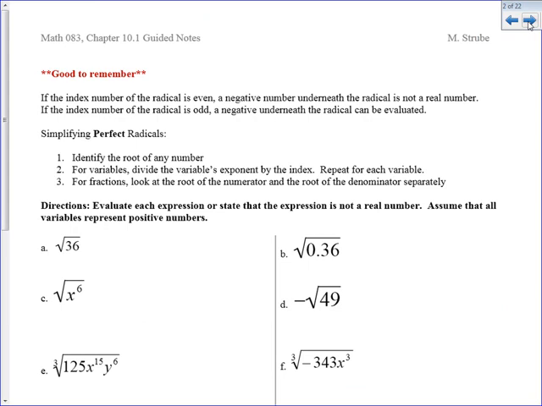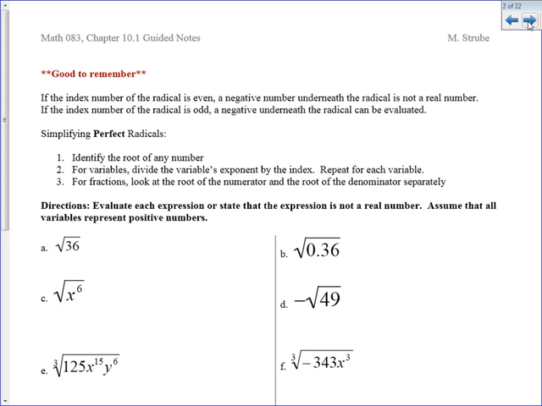So I've got a little rule to remember. If the index, the little number inside the crook, of a radical is even, a negative number underneath the radical is not a real number. So sometimes our answers for now might be not a real number. When we get to 10.7 later in Unit 3, we're going to learn about imaginary numbers and complex numbers, and then it doesn't matter. If the index number of a radical is odd, a negative underneath the radical can be evaluated.